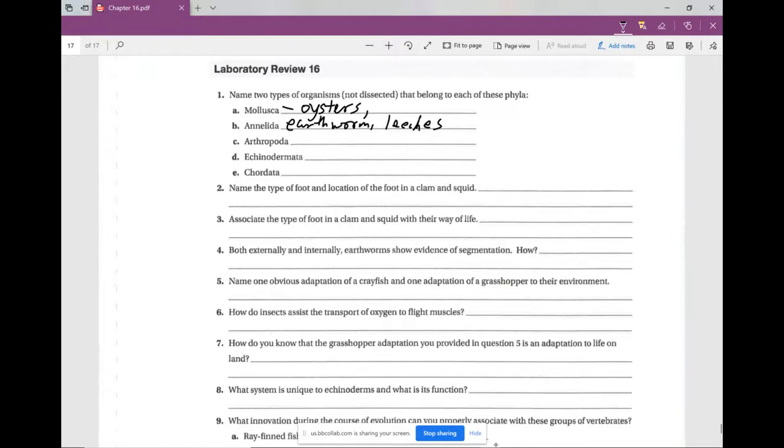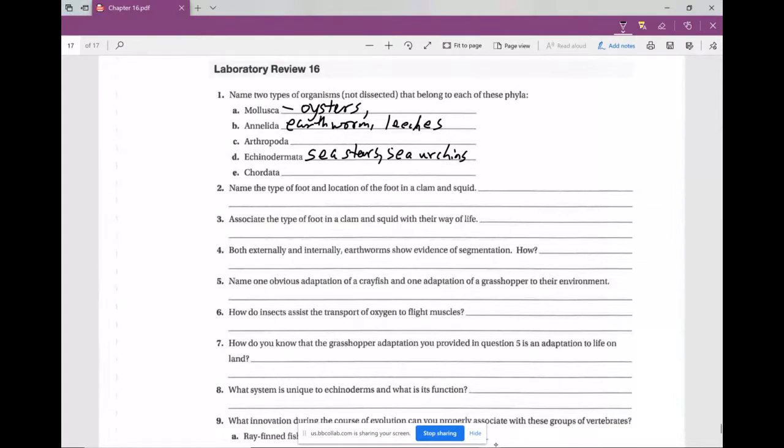Arthropods. I gave you so many examples. You guys can do that. Echinodermata. Those are the sea stars. We didn't talk about these, so I'll give it to you. Sea stars, and another one, you can say sea urchins, sand dollars, sea cucumbers, sea feathers, sea lilies. There's quite a few. Chordates. We discussed five or six classes of chordates, most of them vertebrates, so you can fill that in.